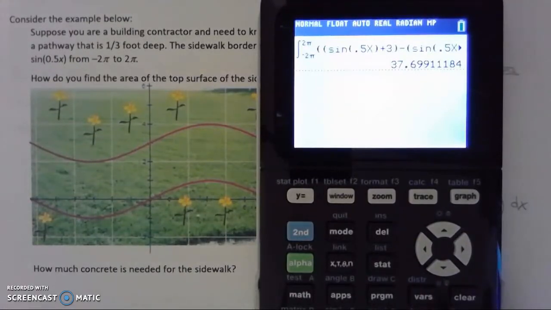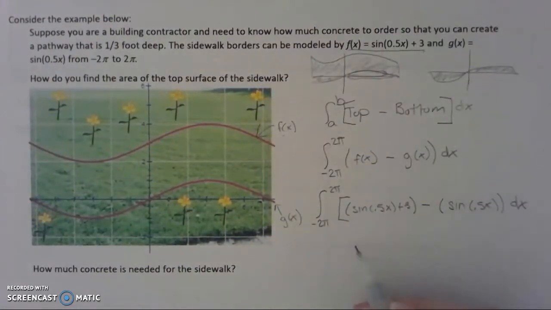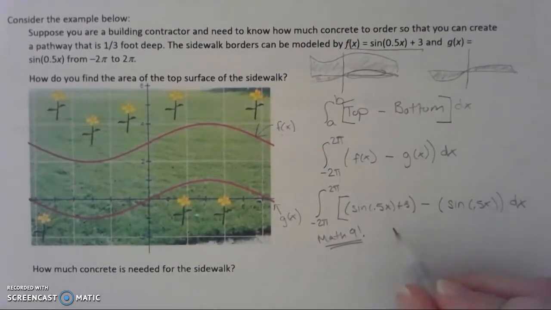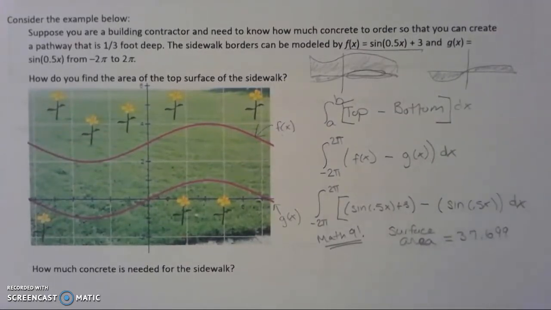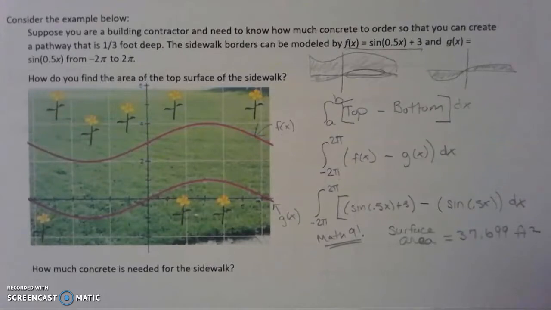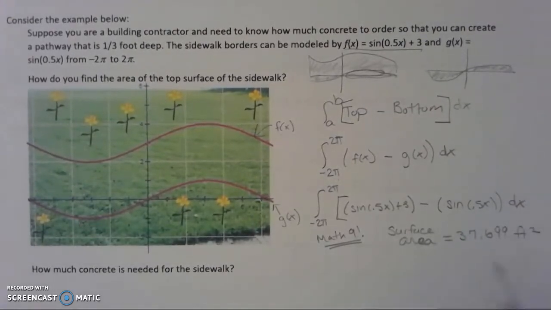And here we're going to get 37.699. Okay, so this right here that we're getting when we use Math 9, we are getting that the surface area is going to be 37.699, and remember our units here, it said that we were talking about feet, so this is going to be feet squared. Okay, now we're not quite done with the problem.